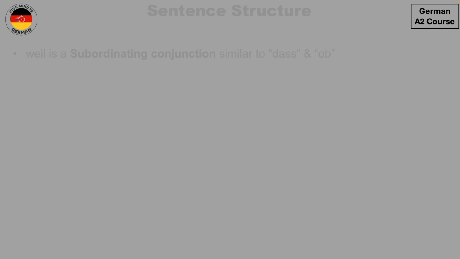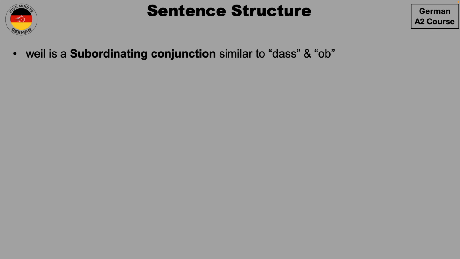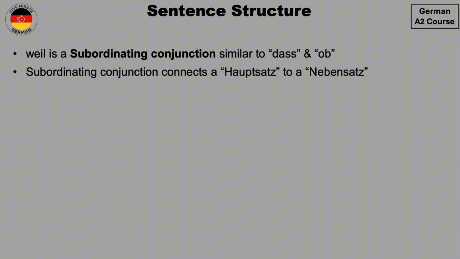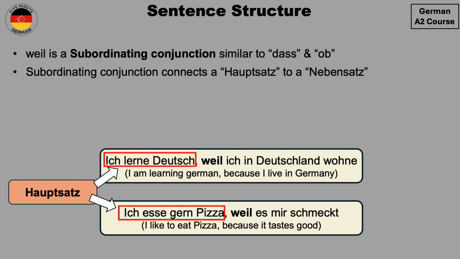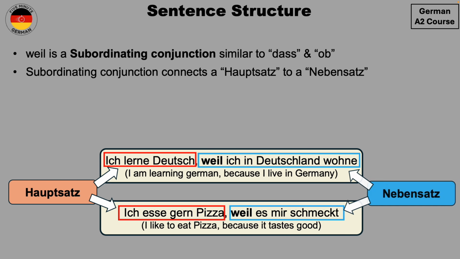Now let's analyze these sentences with weil a little further. So weil is a subordinating conjunction similar to dass and ob, which we have already studied. A subordinating conjunction is simply something which connects a Hauptsatz to a Nebensatz. So let's take the examples that we saw earlier over here again. Now in these examples, the first part before the comma, which is Ich lerne Deutsch and Ich esse gern Pizza, these are both Hauptsatz. And the second part with weil after the comma, both of them are Nebensatz.